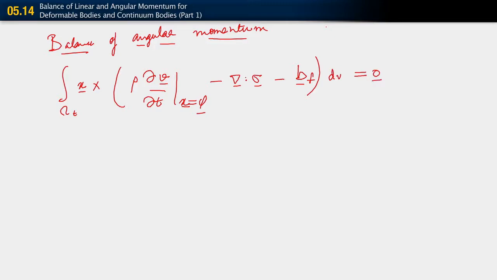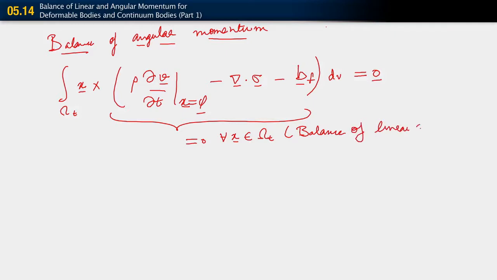Now, this is what we have. But what do we have here in the parentheses? In the parentheses there, we have, in fact, our pointwise form of the balance of linear momentum, which we've already established is equal to 0 for all x belonging to omega t. This comes about from the balance of linear momentum. What this implies is that our balance of angular momentum is automatically satisfied because the balance of linear momentum has already been proven.